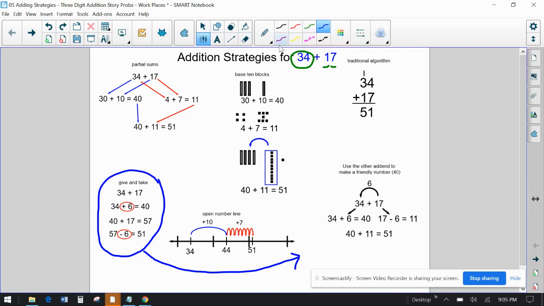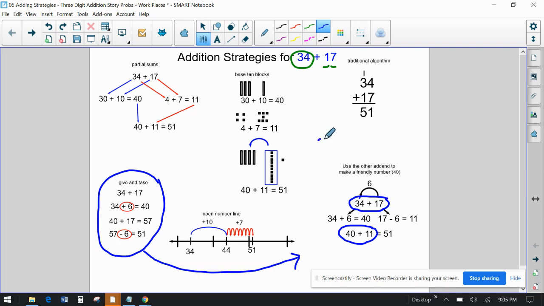It doesn't work for every situation very well. There are some situations where give and take might actually make it a little bit more complicated. But when you see that one of your addends is close to a friendly number, you should look into taking from your other addend and giving it to it just to create an easier problem. So we're solving 40 plus 11, but it's going to have the exact same answer as 34 plus 17.